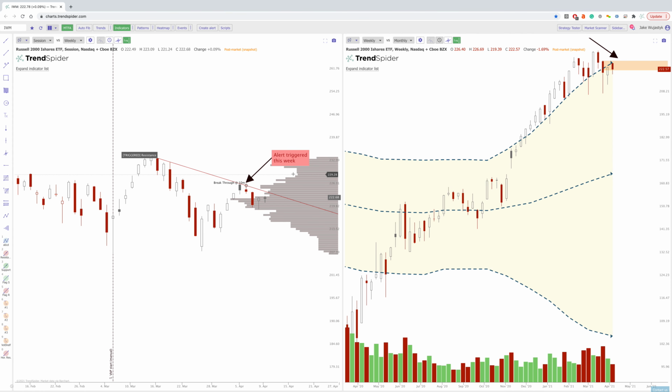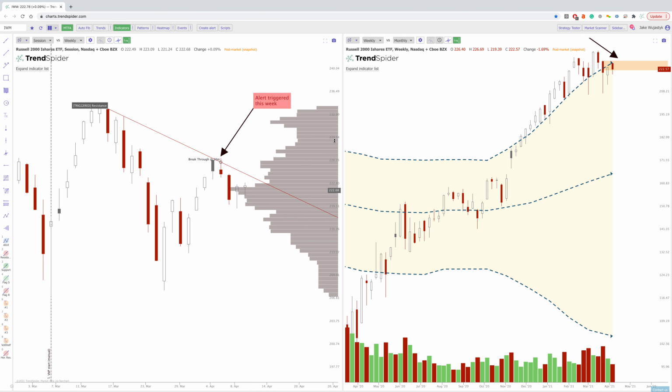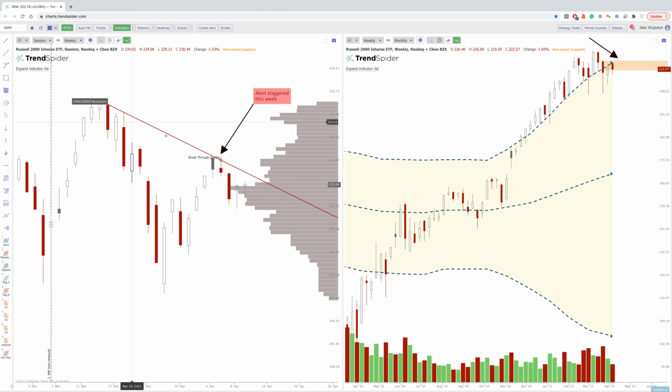Going into IWM, you can see here that we do have a little bit of a different story. We did pull back after this alert triggered last week. You can see that I had this trend line alert right at the resistance line here. And we technically broke through, but pulled back almost immediately. And that would have been a good time to start looking at the market and see if there was any weakness there. So this is a great way the alerts really help with getting an idea of what's happening without having to stare at the chart all day.